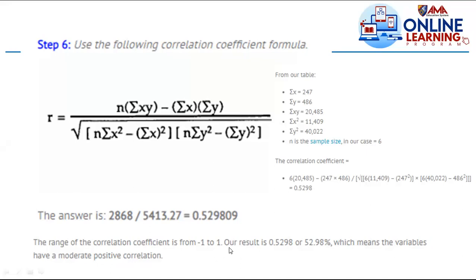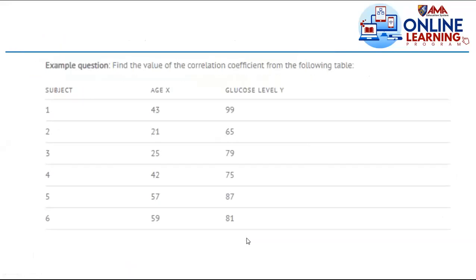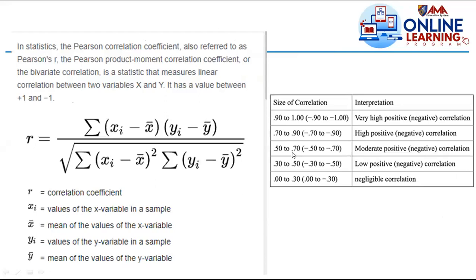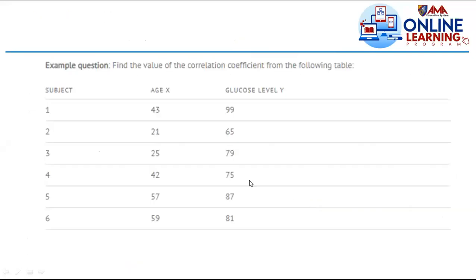So pag titignan po natin, 52.98, nandito po tayo sa table na ito. From 50 to 70%, our answer is moderate positive correlation. So ibig sabihin nun, with this data na meron po tayo ngayon, yung age po nila at saka yung glucose level nila is moderate correlation lang po siya. Okay? Kasi pag titignan po natin, bakit moderate correlation po siya?